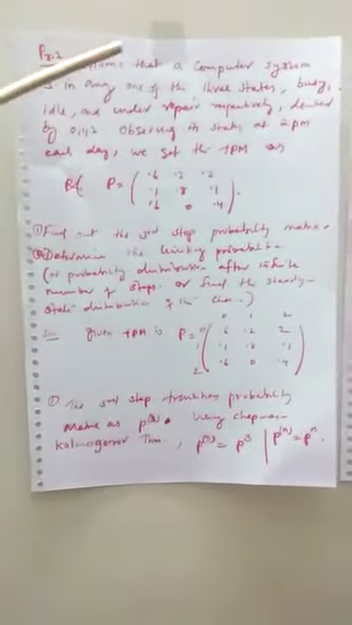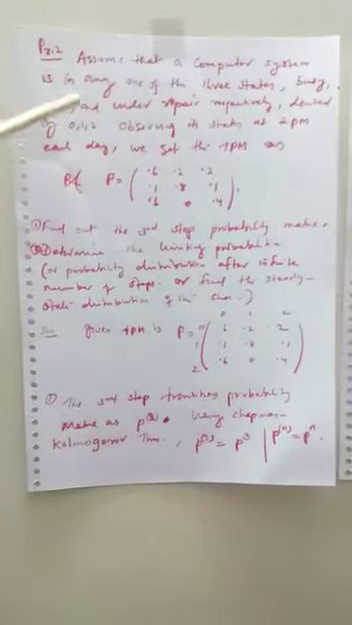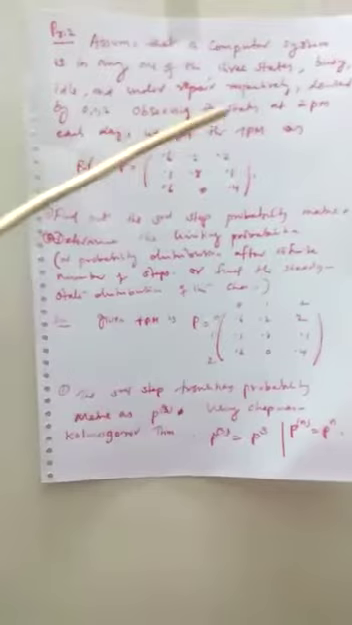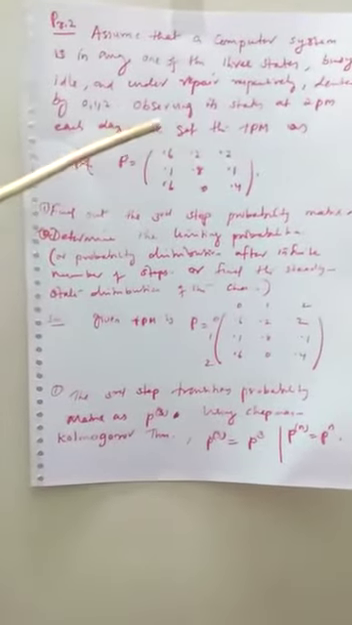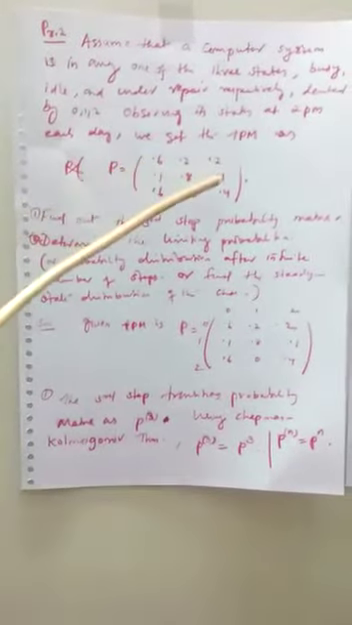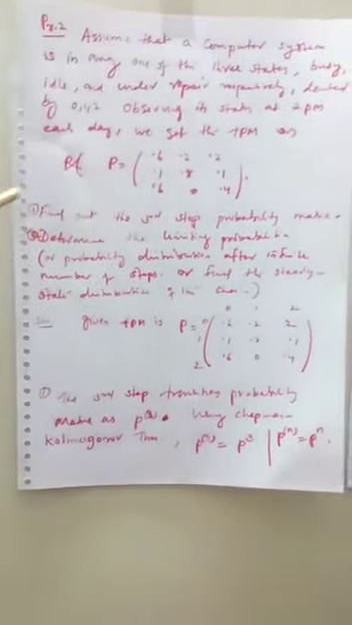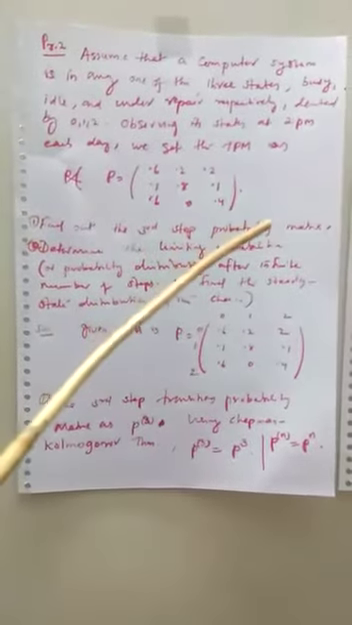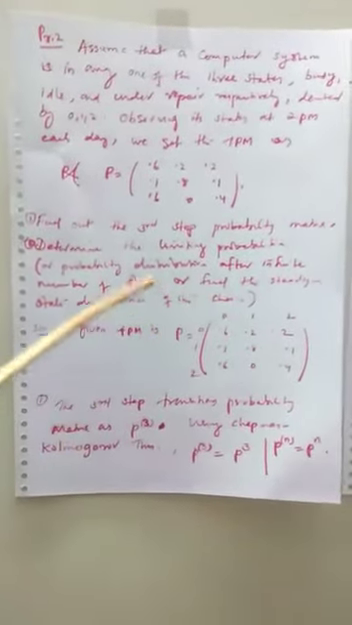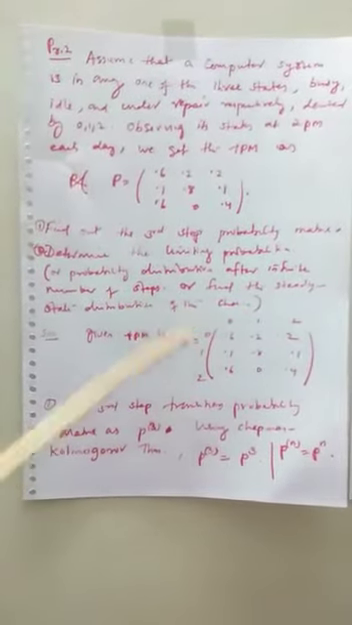Next problem. Assume that a computer system is in any one of three states: busy, idle, and under repair, denoted as 0, 1, 2 respectively. Observing its state at 2 p.m. each day, we get the transition probability matrix P equal to the matrix with rows (0.6, 0.2, 0.2), (0.1, 0.8, 0.1), (0.6, 0, 0.4). Find the third step probability matrix, and second, determine the limiting probability distribution after an infinite number of steps, or find the steady state distribution of the chain.